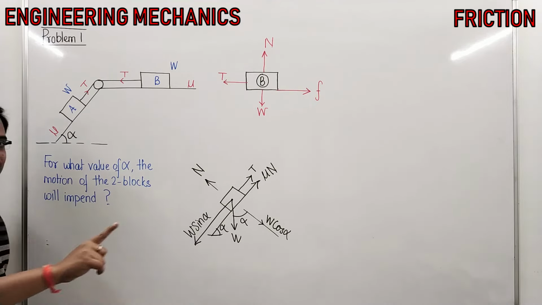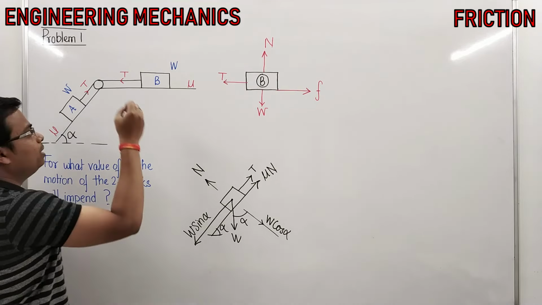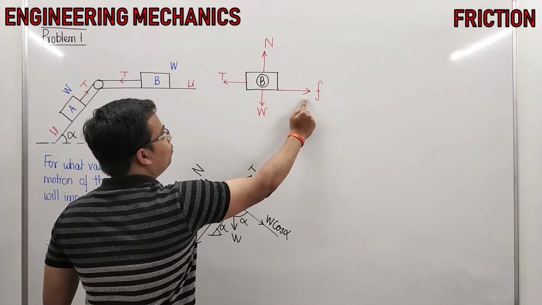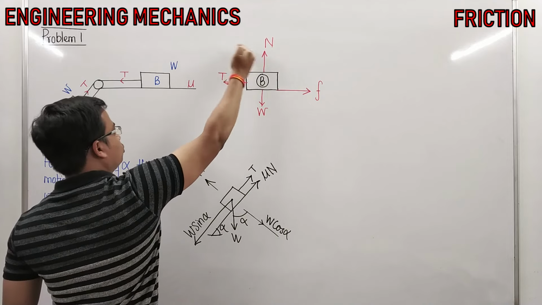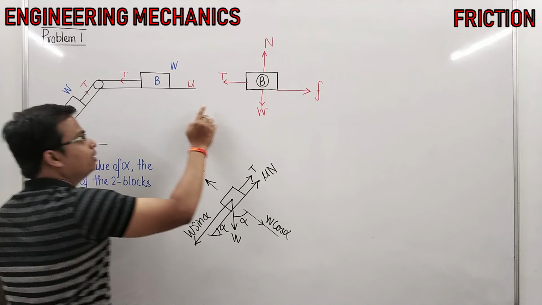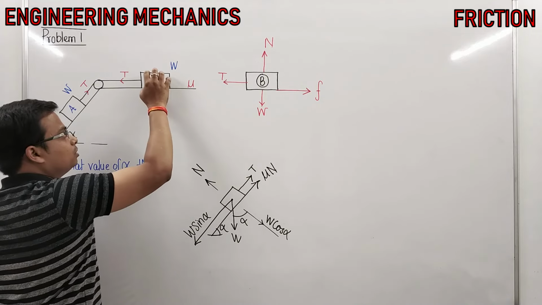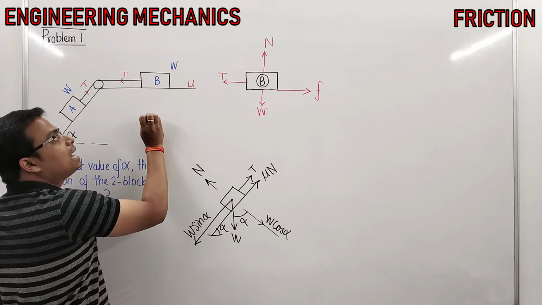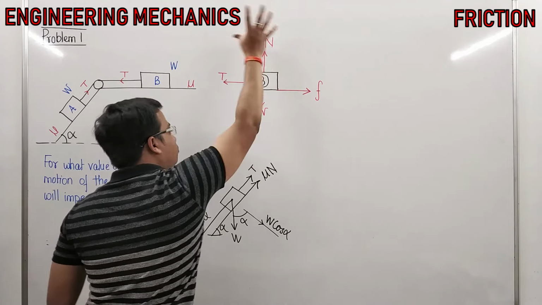So first of all, let me explain them to you. Block B: obviously the motion will impend in this direction, friction towards the right. Friction is always opposite to motion. Here the motion is to the left, right? There is this tension force, tension along this cable or string. Obviously it is kept on this surface, so its weight acts on this surface, because of which the surface will retaliate with a normal force. So weight downwards, normal force upwards.